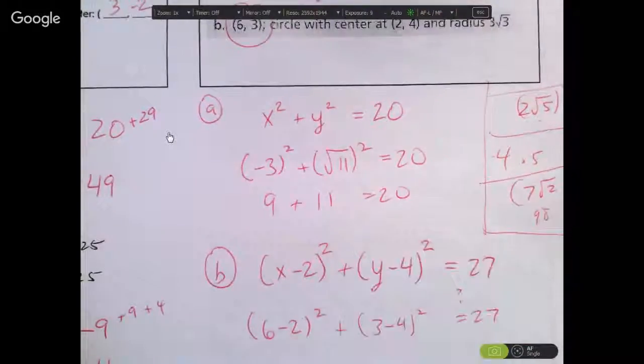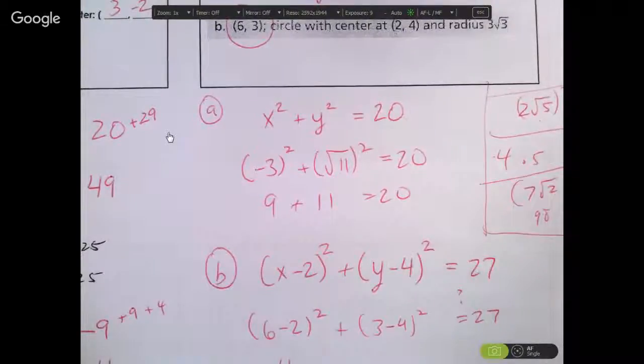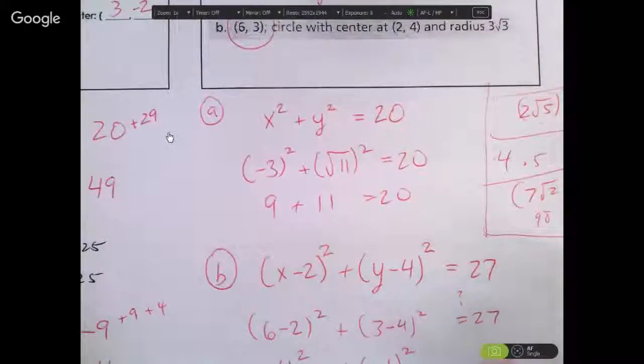6 minus 2 squared plus 3 minus 4 squared equals 27. Is this true? Wait, what if you forget the squares and you still get the right answer? That's why showing work is important. If you square a number, it's always going to be what?